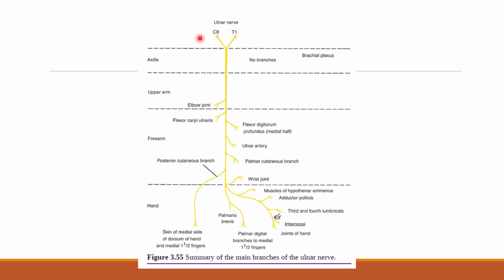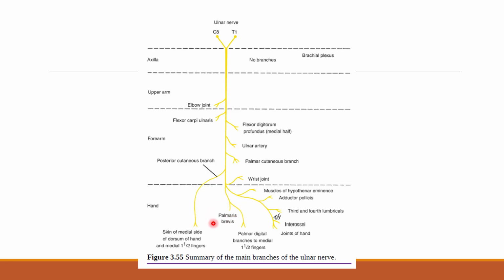Then the ulnar nerve is formed by C8 and T1. In the axilla, it does not have any branch, and in the upper arm also. But in the forearm, it supplies two muscles. I have already told you: flexor carpi ulnaris and the flexor digitorum profundus, medial half. Then it will give the palmar cutaneous branch, which will be continued in the palm. It will supply the skin of the medial side of the palm as well as the dorsum of the hand and the medial 1.5 fingers. Only the medial 1.5 fingers are supplied by the ulnar nerve.